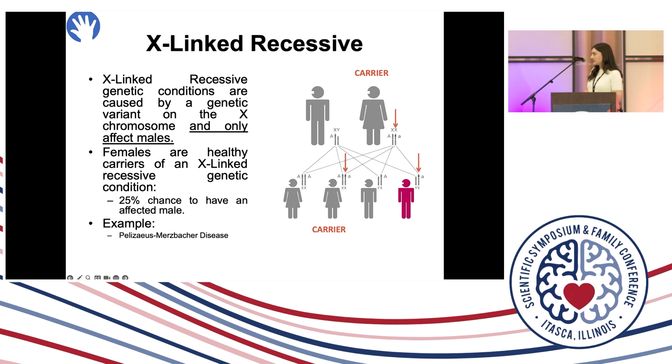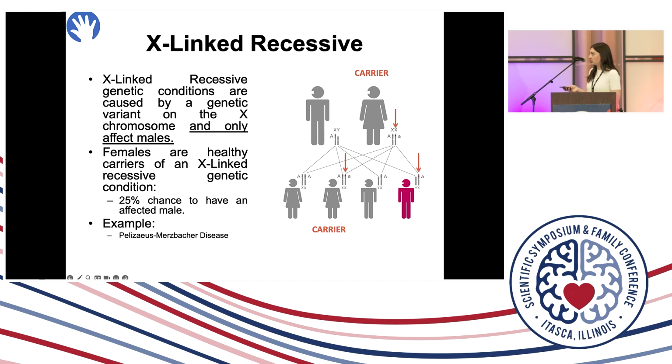Moving to the other X-linked inheritance pattern, which is X-linked recessive, these are genetic conditions caused by genetic variants on the X chromosome, but in this case, only the males are affected, and so females are considered to be healthy carriers of these conditions. A female that is a carrier of an X-linked recessive condition will have a 50% chance to pass on her X chromosome that has a genetic change to her offspring. And if it's inherited by a male offspring, he will be affected. But if it is inherited to a female, she will also be a healthy carrier for that condition.